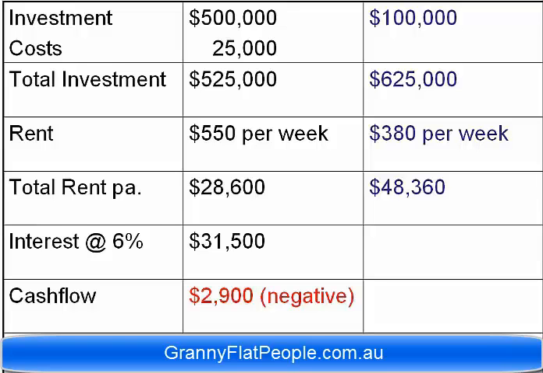And if we borrowed the whole amount of money, the $625,000 at 6%, our interest bill for the year is $37,500. So in this case, we've turned a negatively cash flowed, negatively geared investment property into one that's producing a positive cash flow of $10,860. That's the difference between the total rent that we're receiving and the total interest that we're paying. $10,860 of strong positive cash flow.